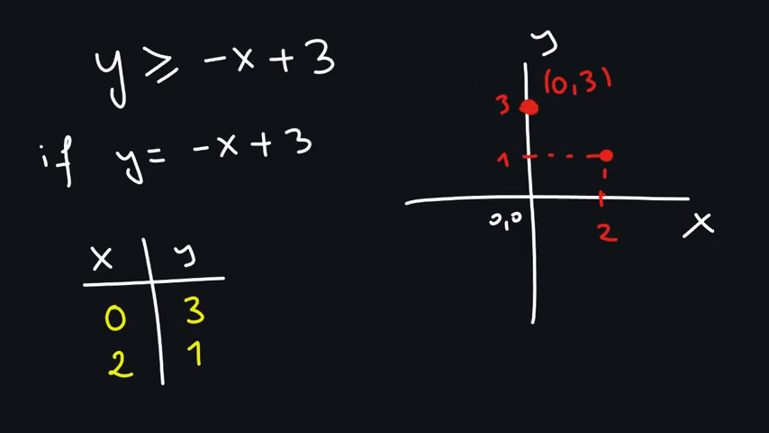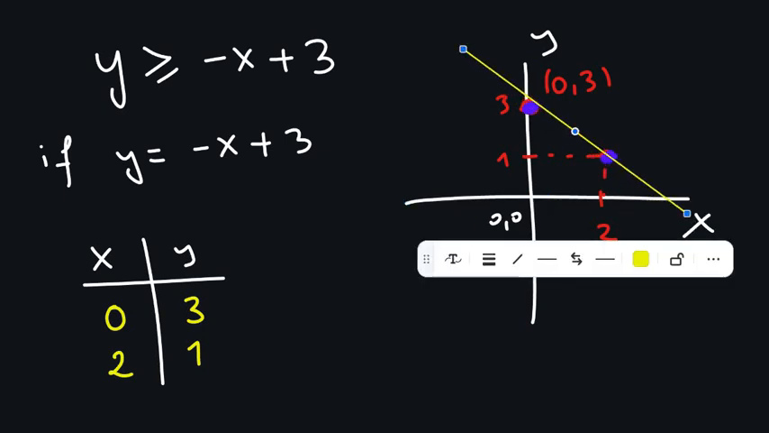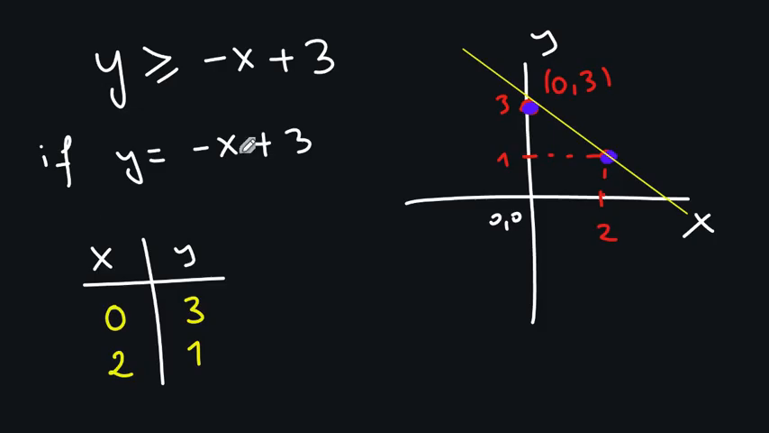So these are the 2 points. Let me make them blue. Now I will combine the points. Connect the points, sorry. And I will use a solid line this time. Why is that? Because it's greater or equal. It means that the points on the line are parts of the solution, so they are included in the solution.